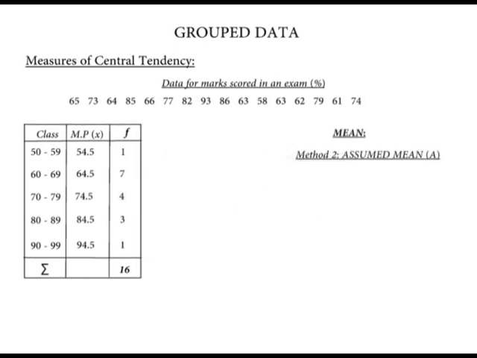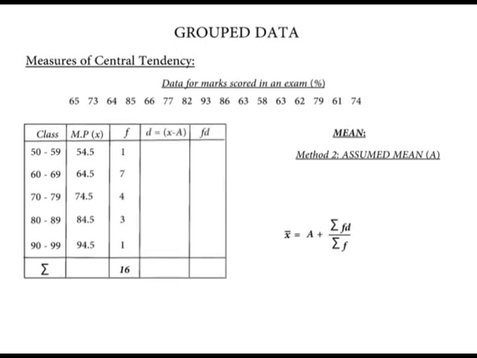For the assumed mean method, the mean is given by A plus the summation of FD over the summation of frequency. Looking at the formula, it means we choose an assumed mean A and then get another column for D and another one for FD. Recall that D is equal to x minus A and that x in grouped data are the midpoints. So let's take an assumed mean of 74.